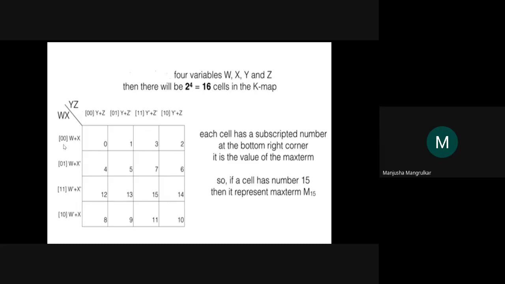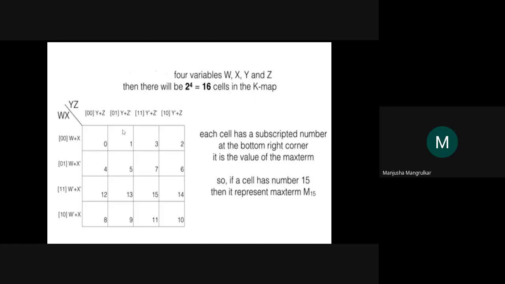W, X, Y, Z. So now this is 0 0, 0 1, 1 0 and 1 1, as we have seen in a POS form. First you have to numberize 0, 1, 2, 3, 4, 5, 6, 7, 8, 9, 10, 11, 12, 13, 14 and 15. Now see the term here.